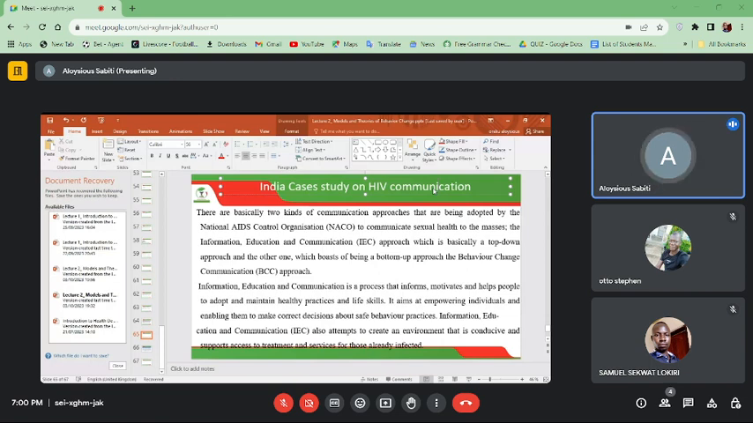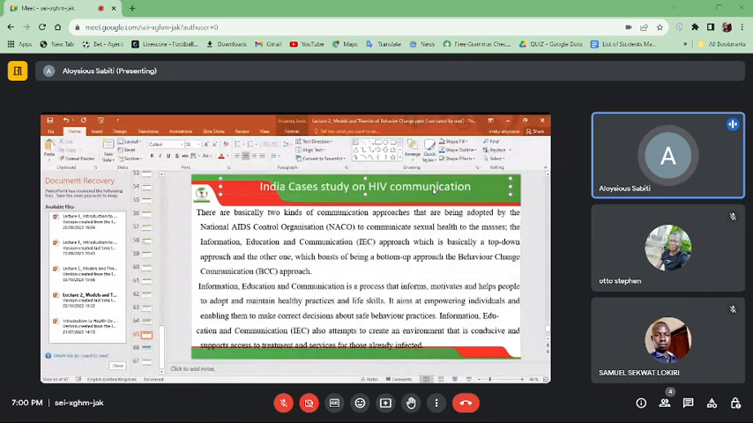This approach was to communicate sexual health to the community or to the masses. The information, education and communication approach, which is basically a top-down approach. And the other approach, a bottom-up approach, is what we call behavior change communication. So India used two kinds of approach: the IEC versus the BCC.